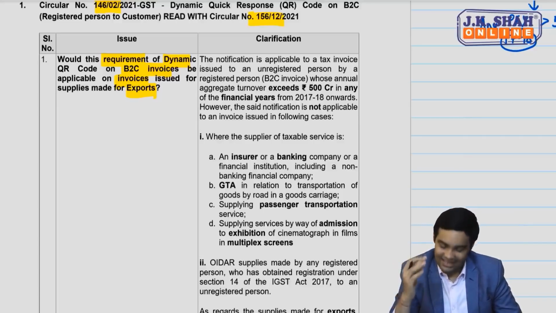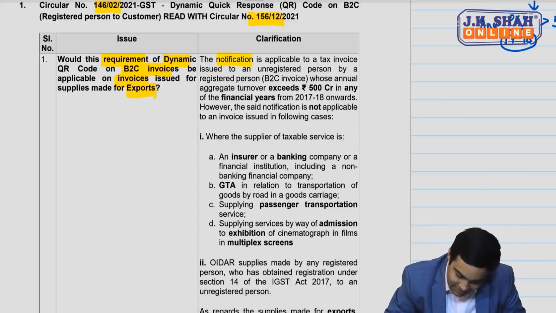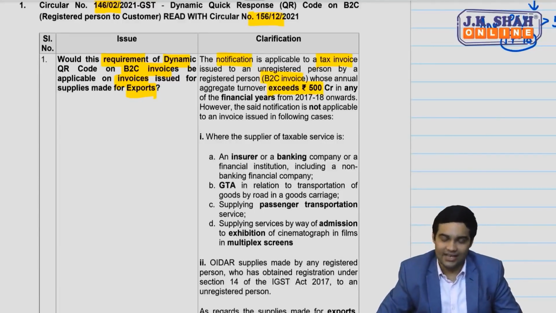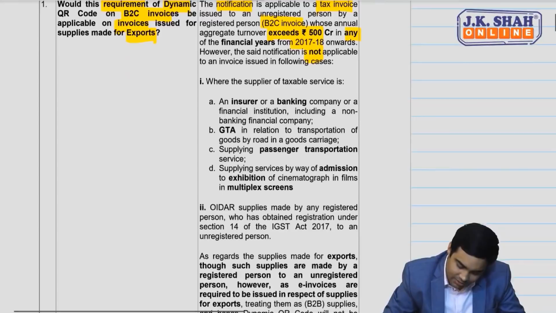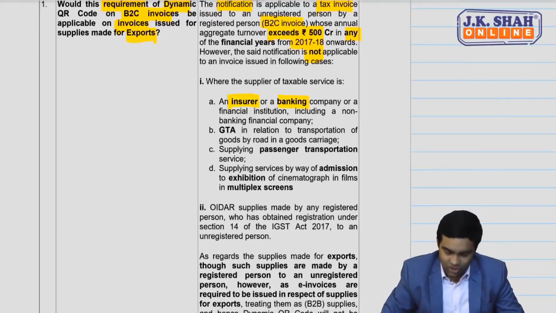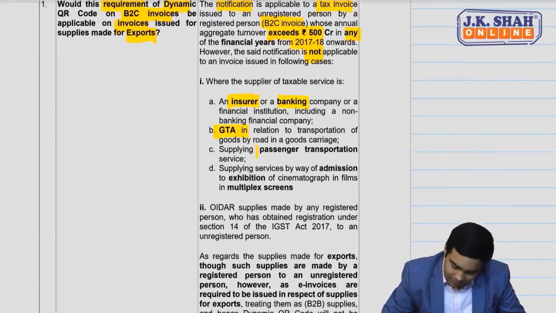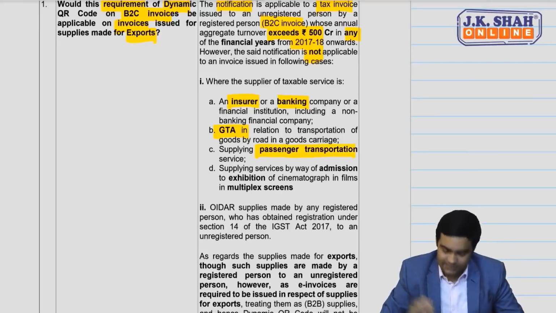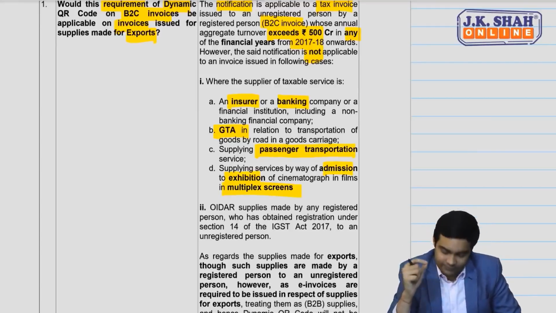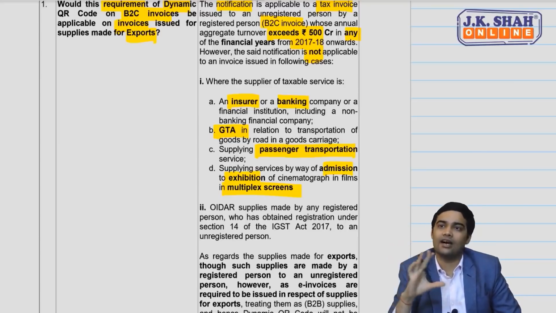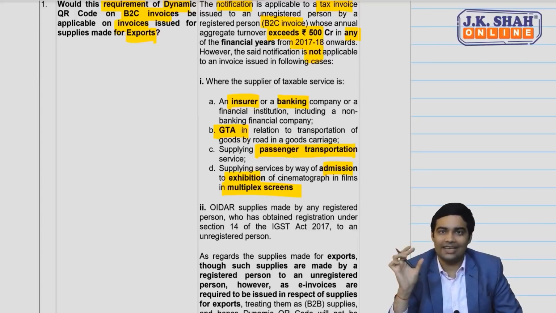What did CBIC clarify? CBIC clarified the notification is applicable to a tax invoice issued for B2C. And to whom is it applicable? For a person whose aggregate turnover exceeds 500 crores in any preceding financial year starting from 17-18. Plus, there are some exceptions where it is not applicable. It is not applicable to an insurance or banking company. It is not applicable to a goods transport agency. Not applicable to a person providing passenger transport service. Not applicable to a person who is providing admission in case of exhibition in multiplex screen. Again, you don't require B2C dynamic QR code.